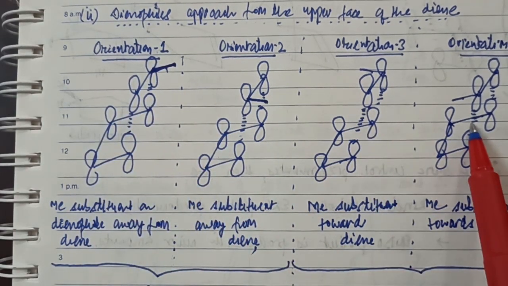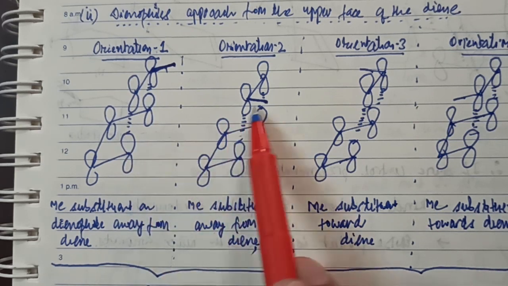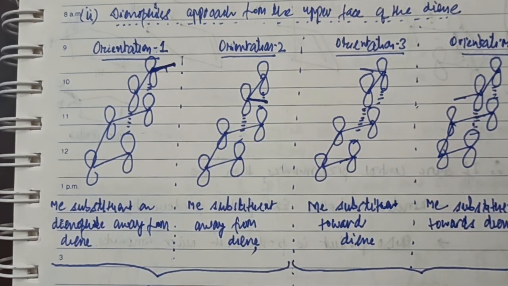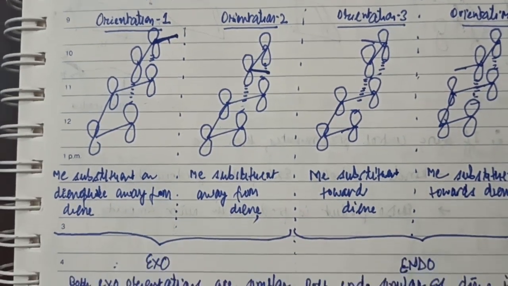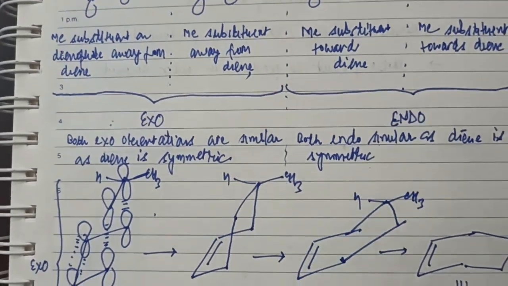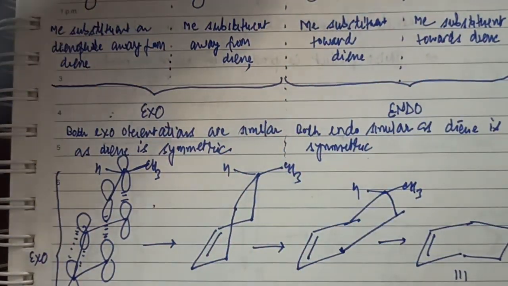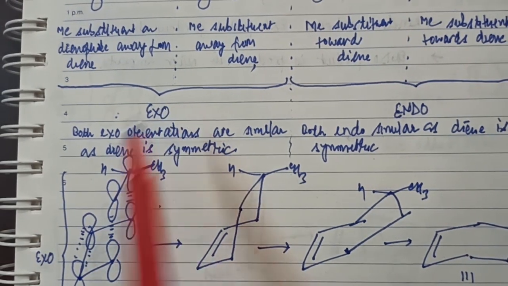This and this orientation are similar since the diene is symmetric, so I can write one of the two and that will serve the purpose. Let's try to draw the product corresponding to each orientation. Let's work on the exo orientation first.